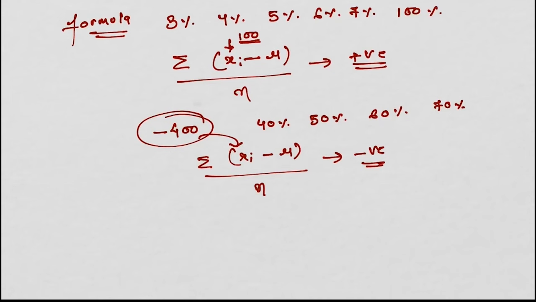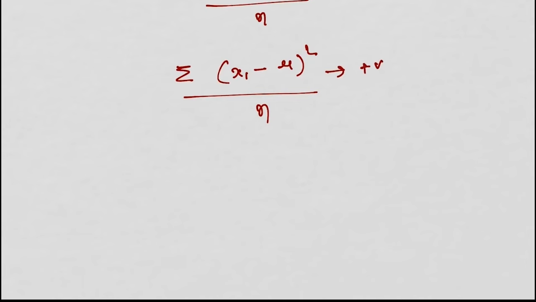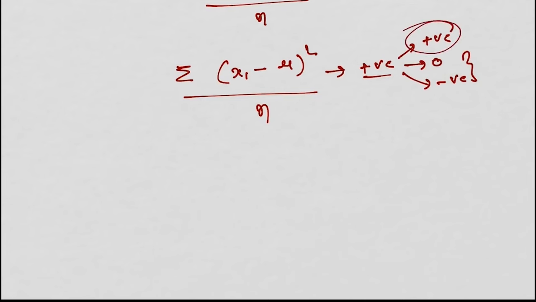The problem with this formula, the same problem that we encountered with the variance, was it does not respect the distance magnitude. Higher the distance, higher the weight it should assign. So therefore, we have to move into assigning the weights. So we can move into this formula: summation of xi minus mu whole square upon n. But there is a problem with this formula. The problem with this formula is it will always give me a positive value. So how will you determine whether there is a positive skewness or zero skewness or a negative skewness? Because it will never give me a value of zero or negative. It will only give me a positive value, right?